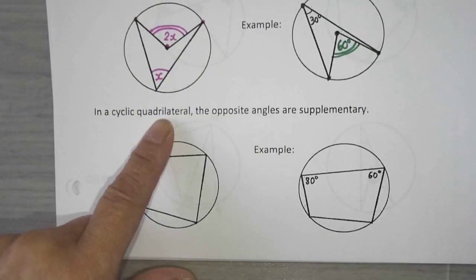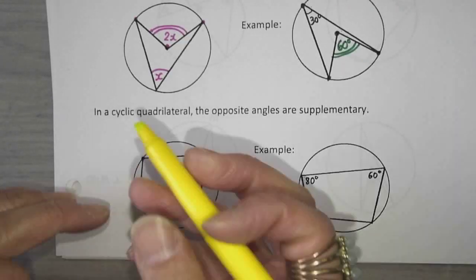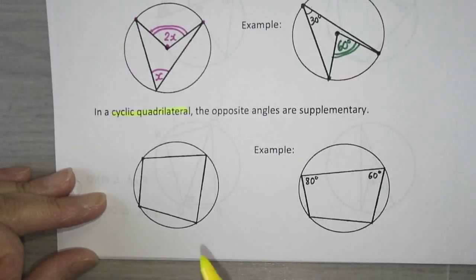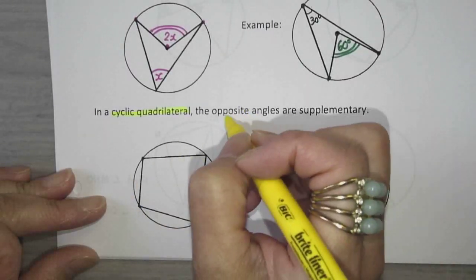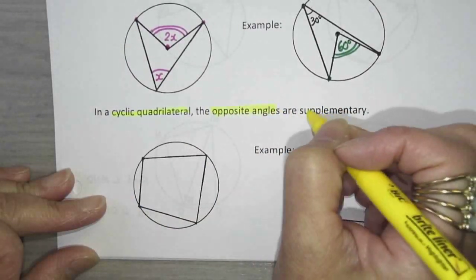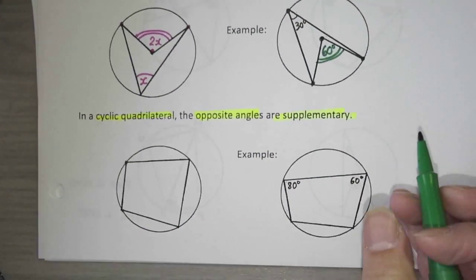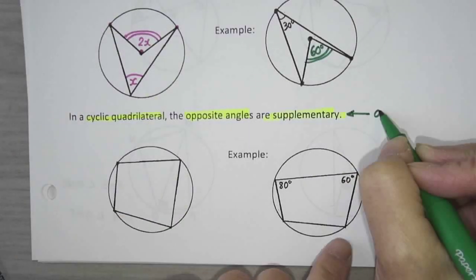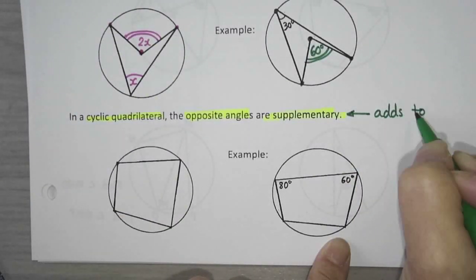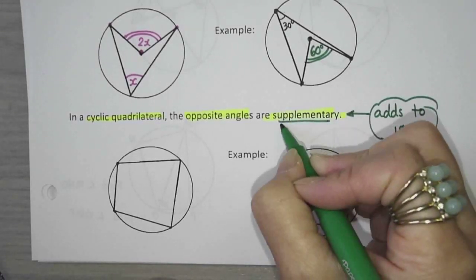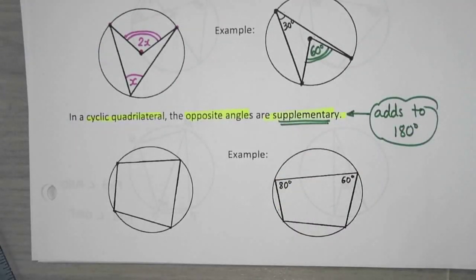In a cyclic quadrilateral, so if you're wondering why I gave you that definition, you can see the quadrilateral is drawn to all the edges, or all to the circumference, the opposite angles are supplementary. Oh, I forgot to give that definition. Supplementary here means adds to 180. So we need to know the word supplementary. Adds to 180, so you do need to know that word. It will come back in some future mathematics. Supplementary means adds to 180.